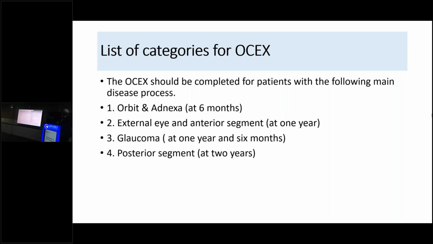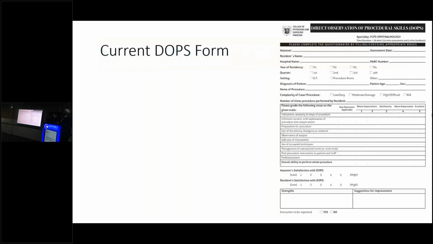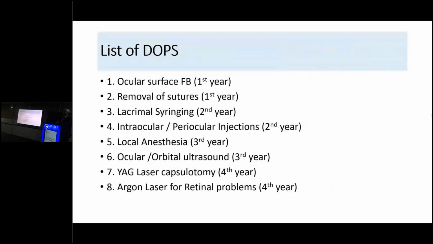The current DOPS form, which we decided can be used as it is. It is only the topics that we needed to define. The list of DOPS topics we finalized was ocular surface foreign body, removal of sutures, and lacrimal syringing. These first two are in the first year, then intraocular and periocular injections in the second year, then local anesthesia and ocular and orbital ultrasounds in the third year, and then YAG laser and argon laser for retinal problems in the fourth year. This is going to be judged on the DOPS form.